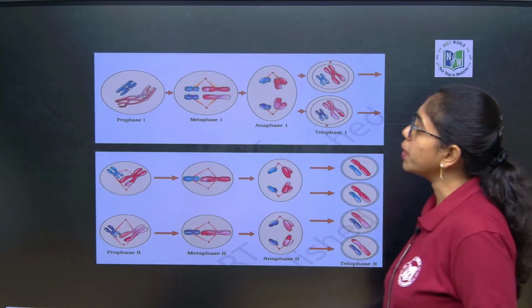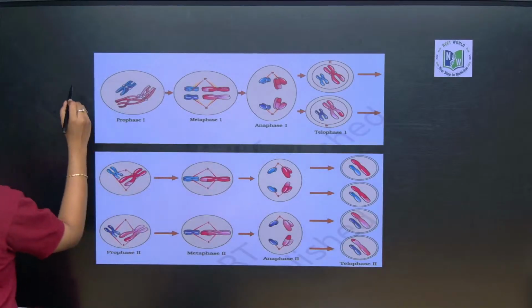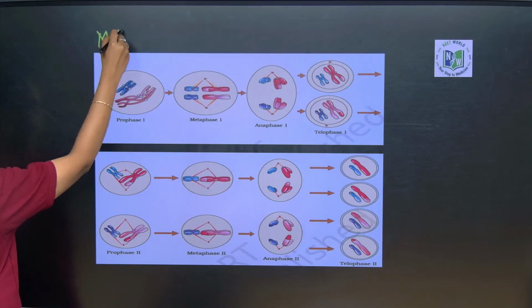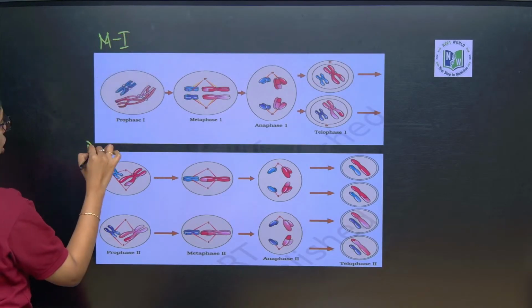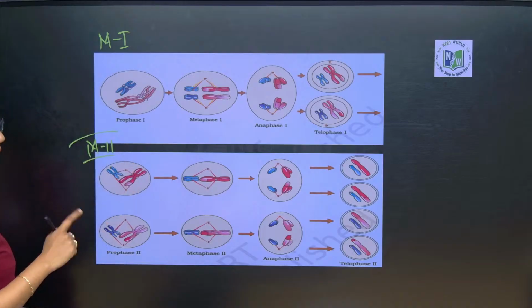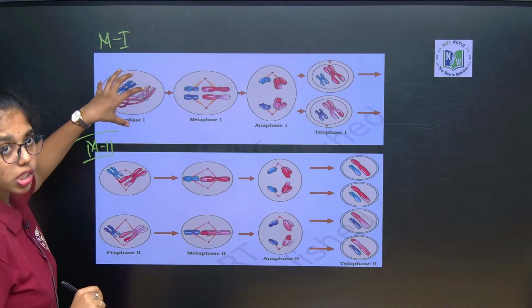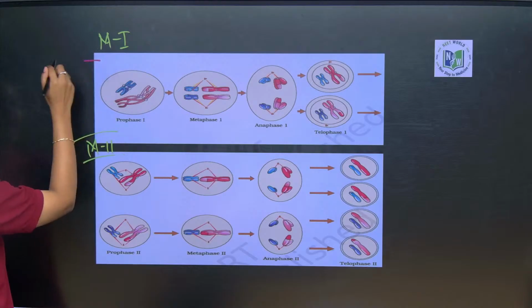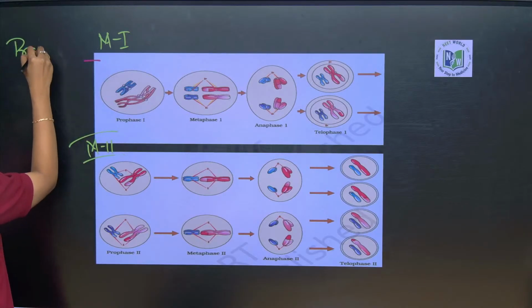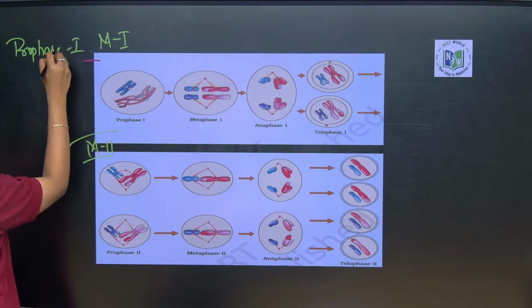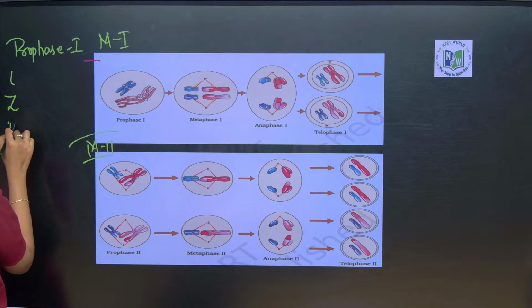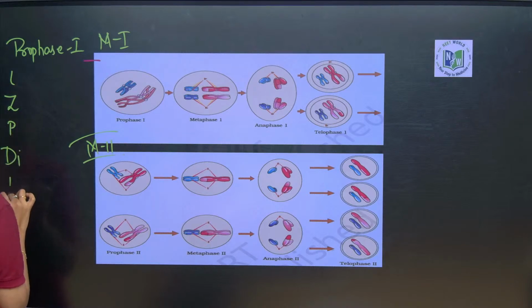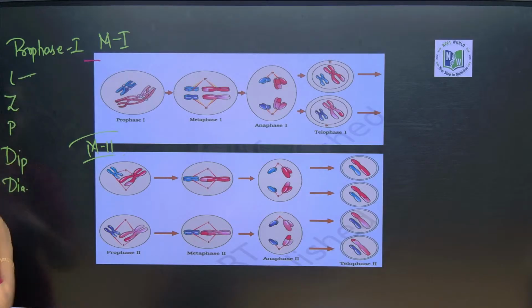Next, when it comes to the meiosis process, meiosis 1 and meiosis 2 take place. Keep each and every diagram in your mind. First, in meiosis 1, prophase 1 has 5 substages: leptotene, zygotene, pachytene, diplotene and diakinesis.